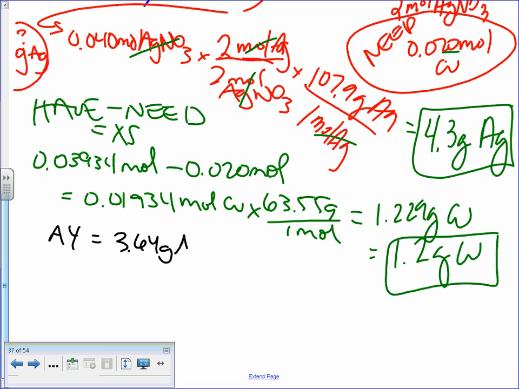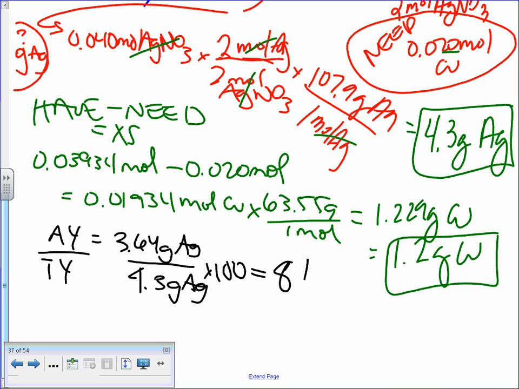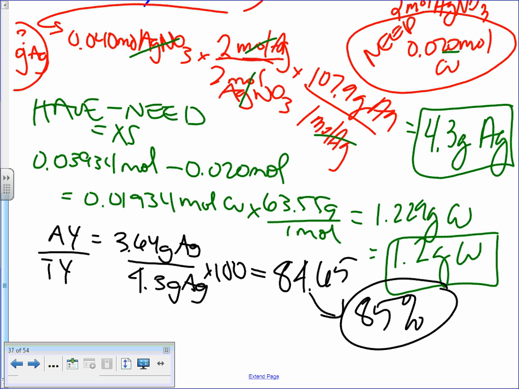3.64 grams of silver over theoretical yield, which was 4.3 grams of silver. Notice they're in the same units. So grams of silver, times 100. What's that person's yield? Ooh, they're so close. Oh, 84.65? Oh, I'm rounding that baby up to 85. They are an accomplished chemist. Woo!